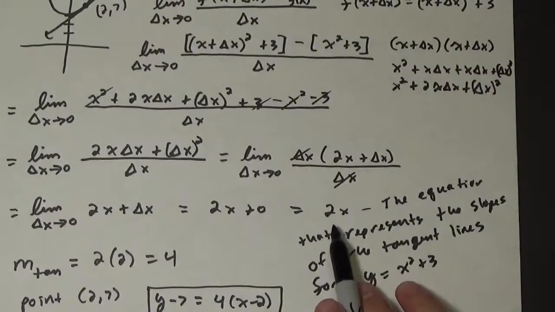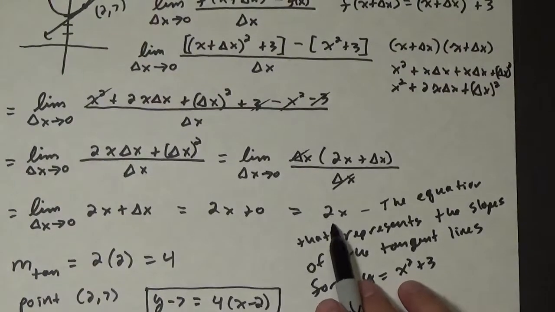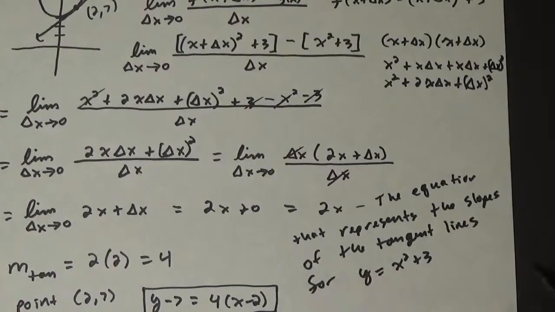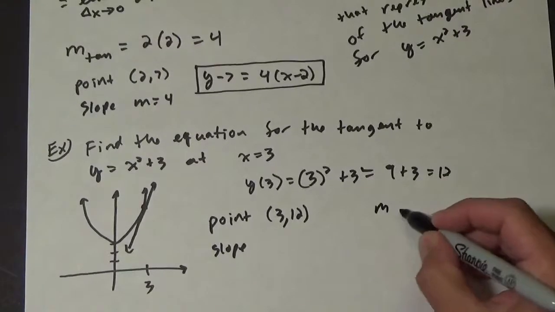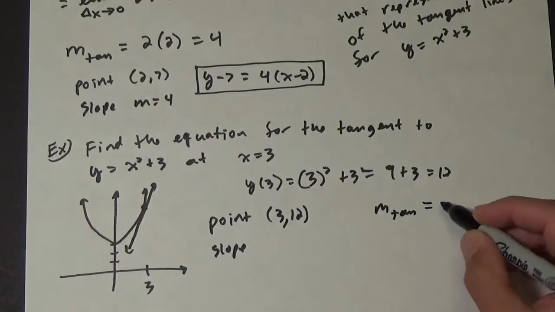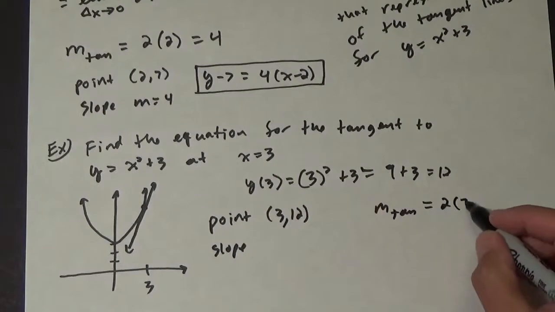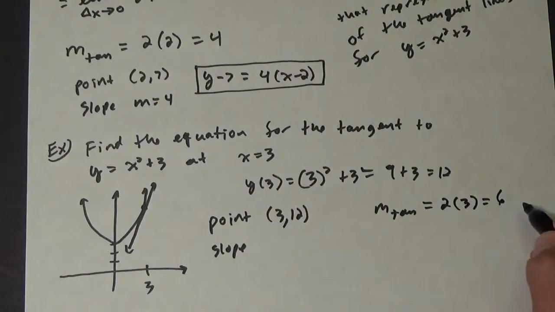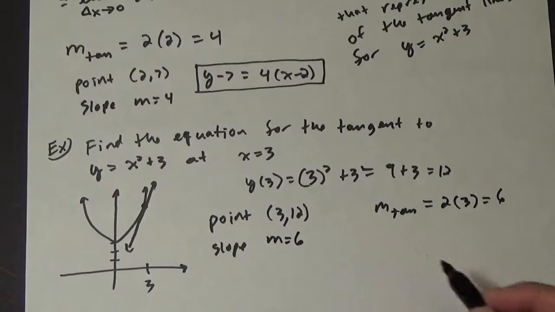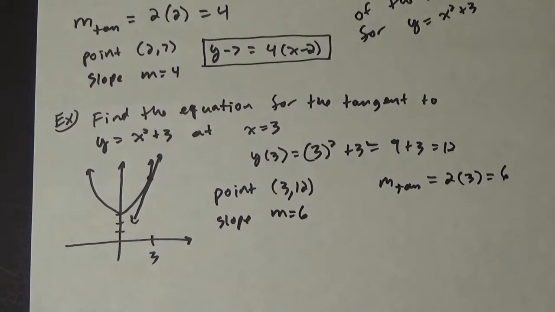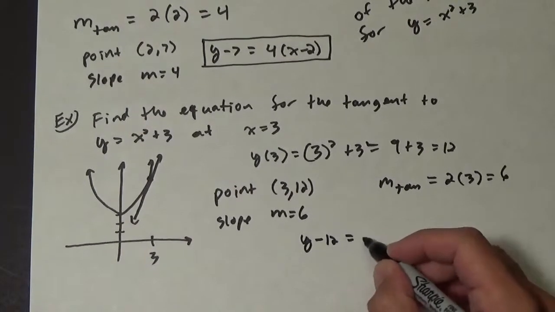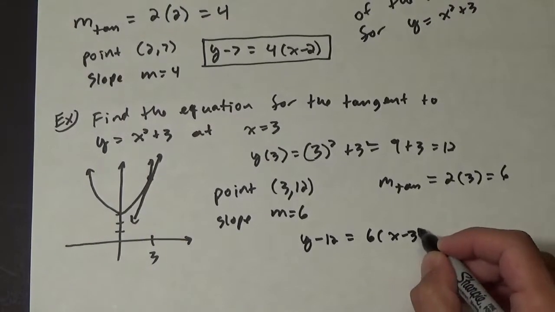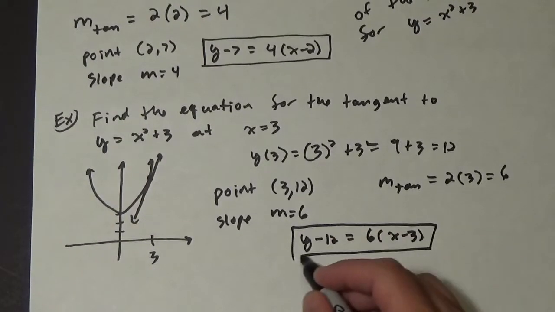Well, we already evaluated this limit, so we have the equation that represents the tangent lines. So let's use it. It's 2x. So m of the tangent is going to equal 2. In this case, the x value is 3, so it is 6. So the slope is 6. So that means we can write the equation of the tangent line to be y minus 12 equals 6 times x minus 3. And there it is.